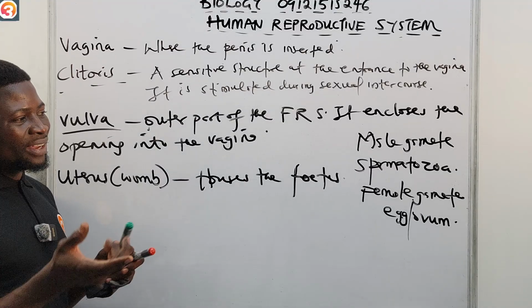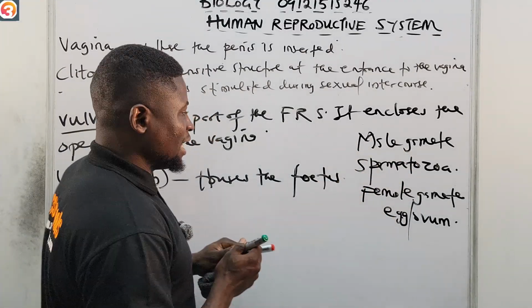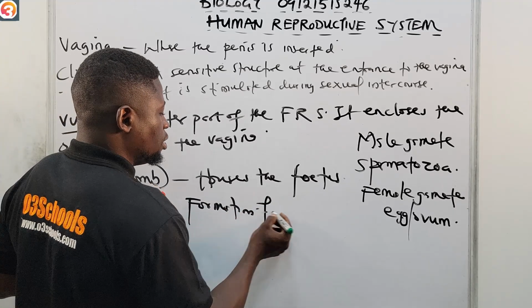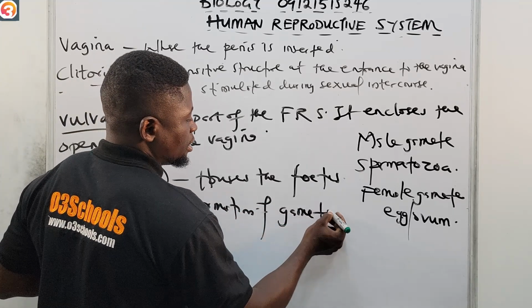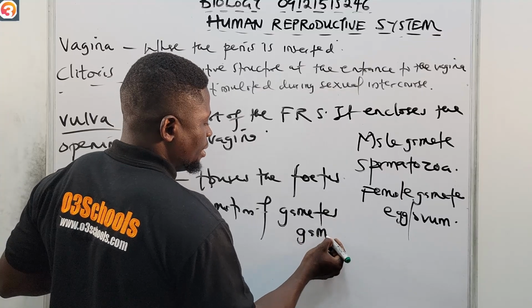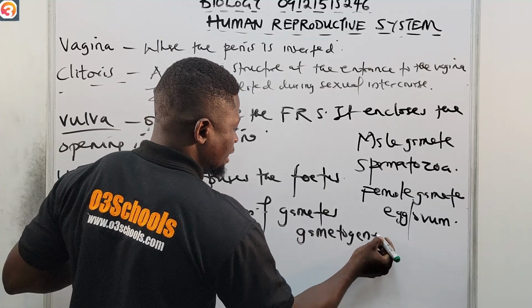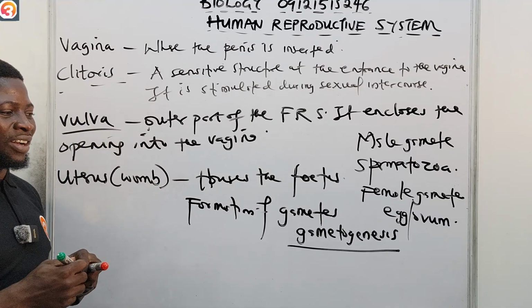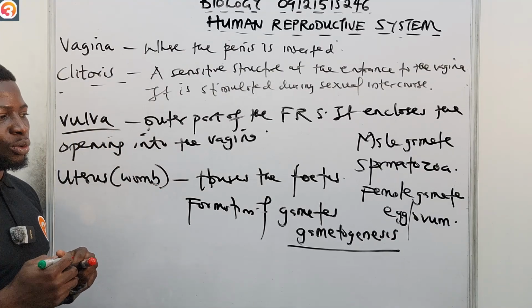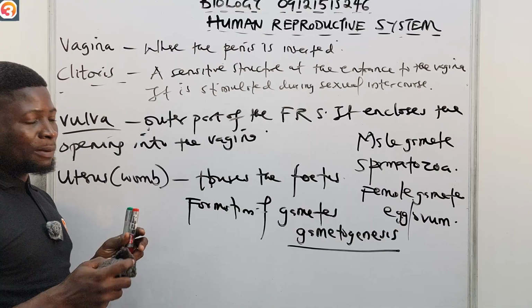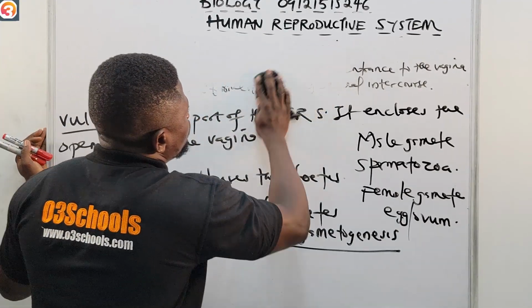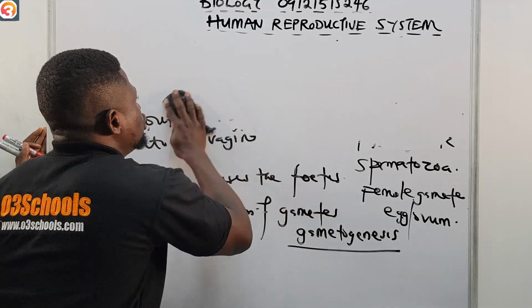Now the formation of gametes. The formation of gametes is known as gametogenesis. Now the spermatozoa consists of. Let us even see the structure of the spermatozoa.